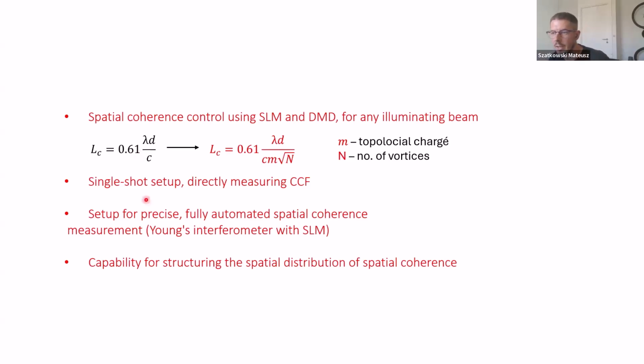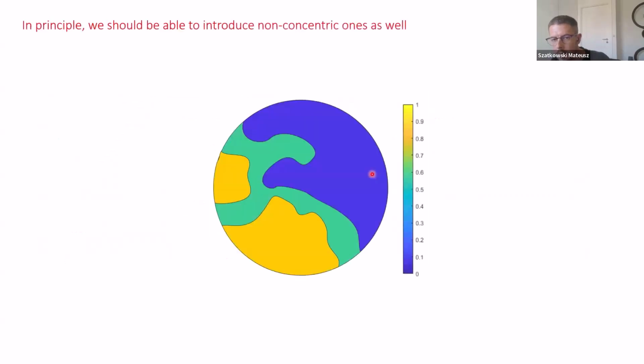Single shot setup with the SLM directly measuring the cross-correlation function, but also the other setup, more precise, that is the controllable Young interferometer, with the capability for structuring the spatial distribution of spatial coherence. So we can think about different distributions and obviously non-uniform, non-concentric distributions as well. We did not confirm that experimentally, but in principle, that should be possible.